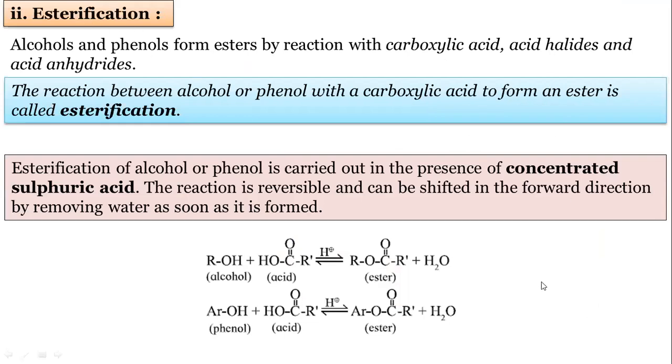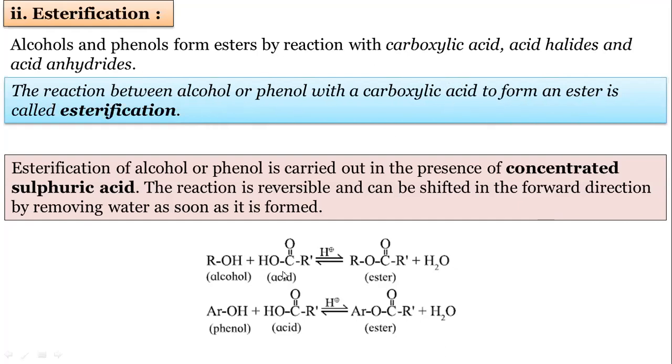Esterification reaction I want to explain now. Esters are functional groups. Alcohols and phenols form esters when they react with carboxylic acids, acid halides and acid anhydrides. Esterification is the reaction between alcohols or phenols and carboxylic acids. When alcohols and phenols are treated with carboxylic acid, esters are formed.